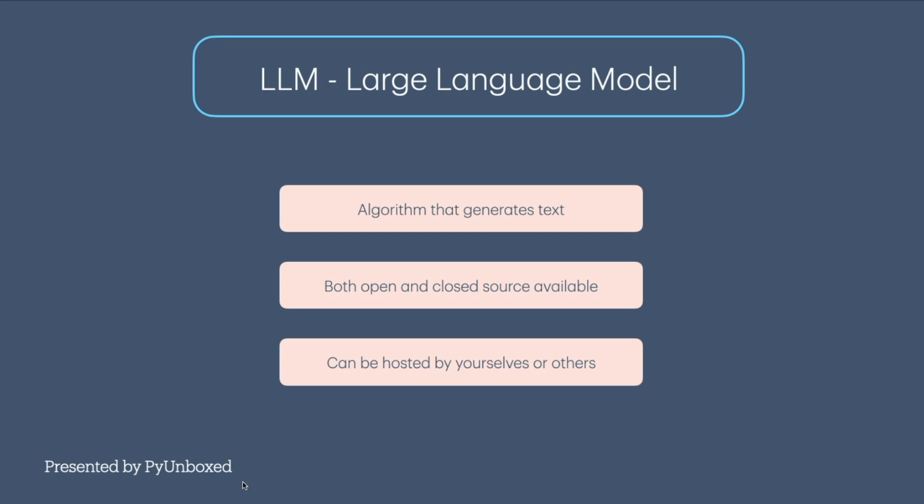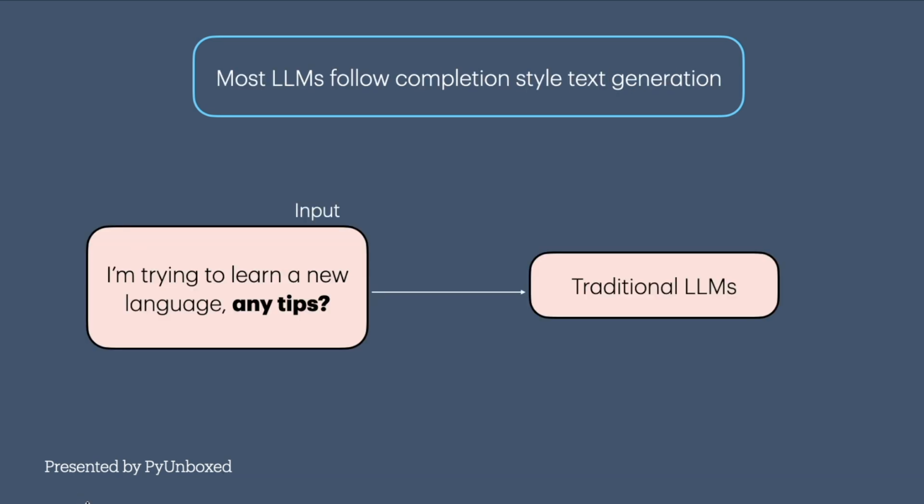First thing, LLM stands for large language model. This is an algorithm essentially that generates some amount of text. There are many different language models out there. In this course, we are going to mostly focus on OpenAI, but there are tons of other models that you can use. When we make use of these LLMs, there are two standard styles of interface that we get, and most of the LLMs out there follow the completion style of interface.